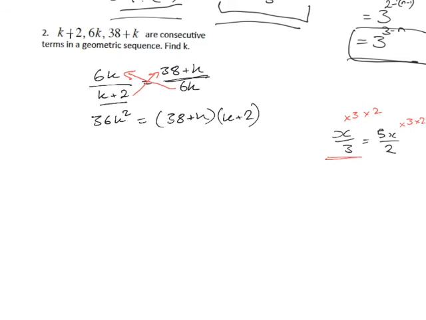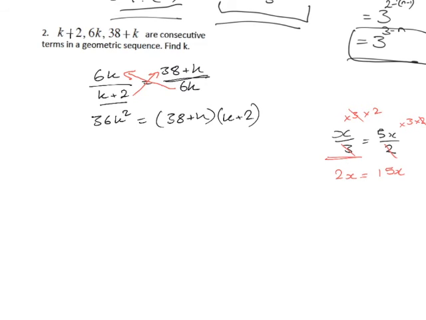What happens on this side? What cancels out? The 3 and the 3. So then I am doing 2 times x, which is 2x. Does that make some sense? What's cancelling out on the other side? The 2 and the 2. So 3 times 5x is 15x. Okay, so let's use that method on our other one.